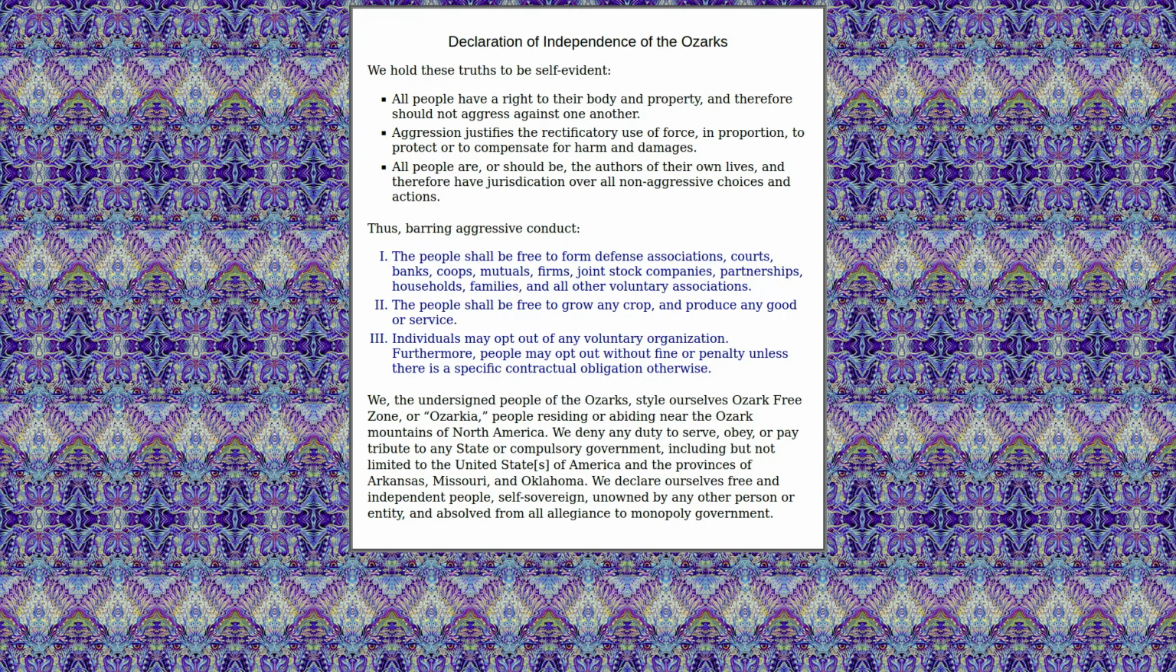We hold these truths to be self-evident. All people should have a right to their body and property, and therefore should not aggress against one another. Aggression justifies the right. Okay, so it's basically your typical libertarian and NAP stuff. There's about 6 points and a paragraph, and that's it. And that's their whole thing.